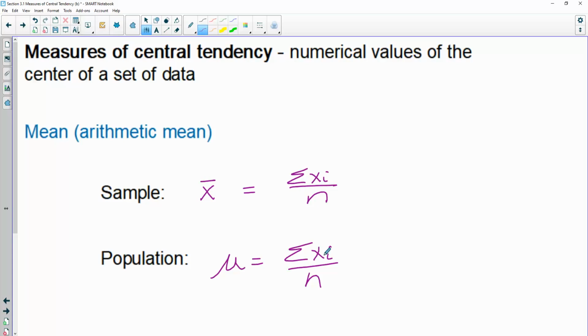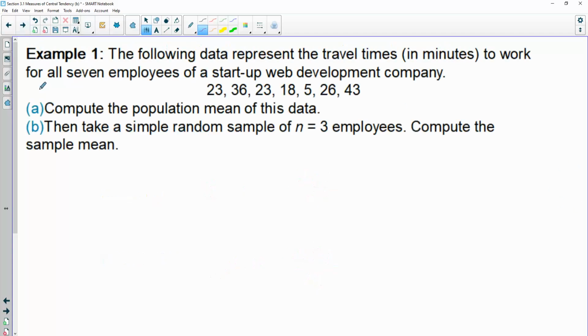So let's just try one. It's been a long time since we've actually done a math calculation in this class. So let's do some math. If I want to look at this data, the following data represent travel times in minutes to work for all 7 employees of a startup web company. I want the population mean of this data.